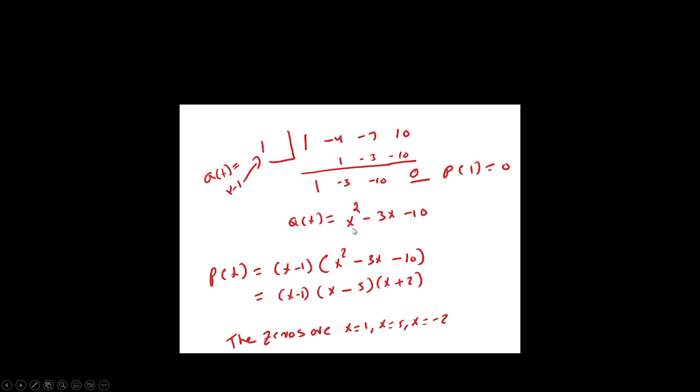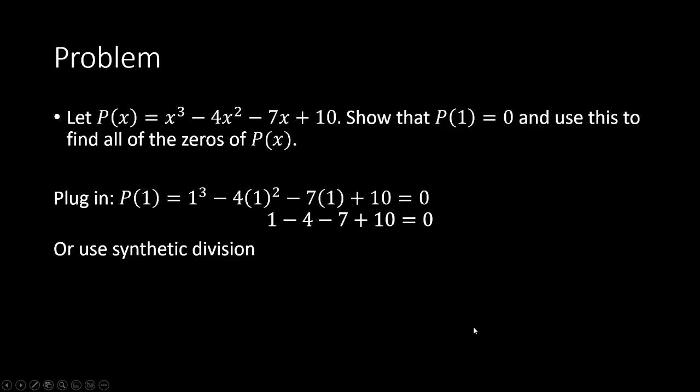Then the q of x is x squared minus 3x minus 10. You factor the x squared minus 3x minus 10. Since this is a quadratic, you can use the quadratic formula to solve for x, or you can factor it. You get x minus 5 and x plus 2. So your zeros are 1, 5, and negative 2. I'm going to use the same thing over here. I would get negative 2 from this calculation. That's about 3.3.